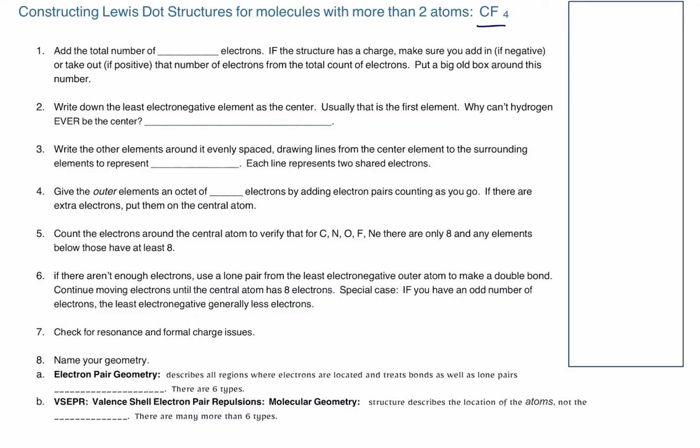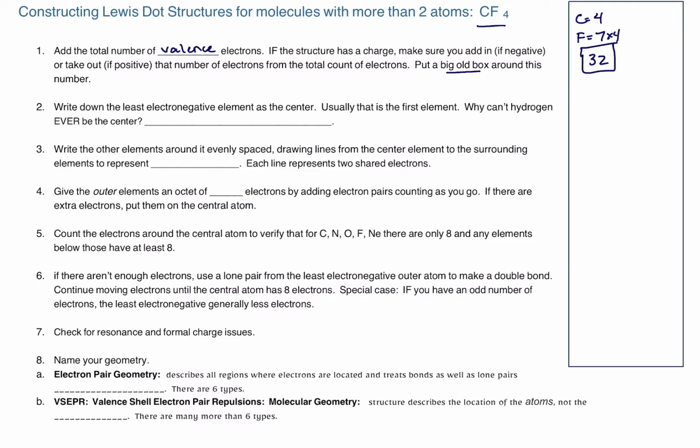So the first step is to add up the total number of valence electrons. Now you have already done that for this molecule. So it was carbon had 4, fluorine had 7. There were 4 of them. So when you add that up, you get your 32. And I always like to put a big old box around it.